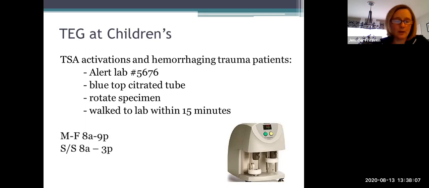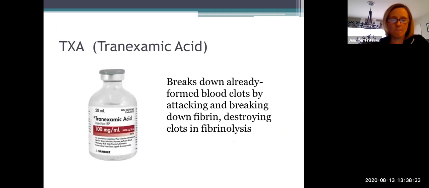Here's the big problem: the lab really only has the capability to run this test Monday through Friday, 8 a.m. to 9 p.m., and Saturday or Sunday, 8 a.m. to 3 p.m. And we all know that trauma patients come in the evenings and on the weekends, specifically weekend evenings. And so we have struggled with being able to put this totally into our protocol until the lab can get their staff up and ready to do this 24/7. So more to come.